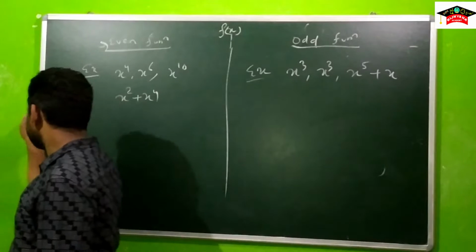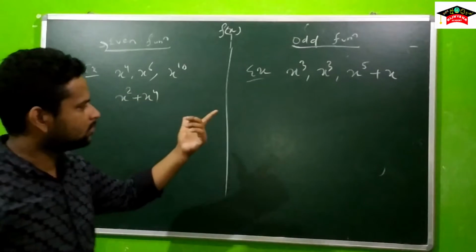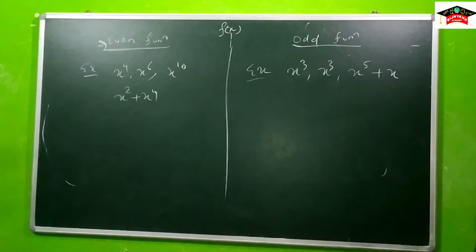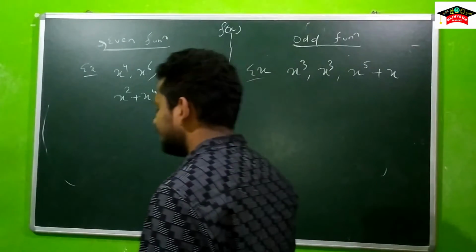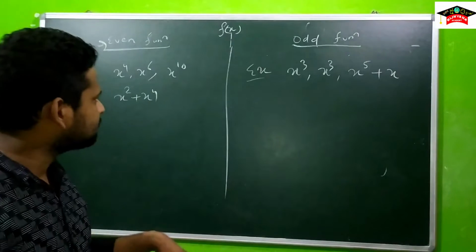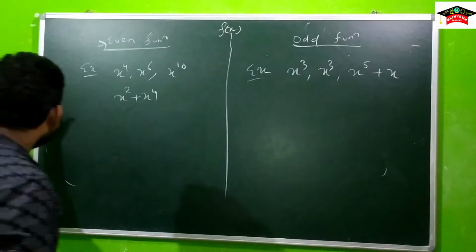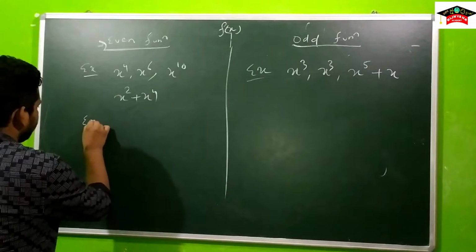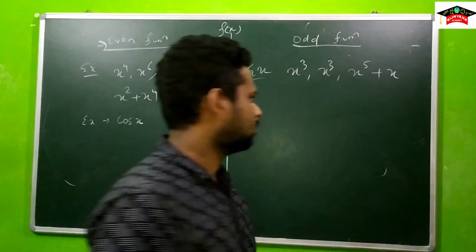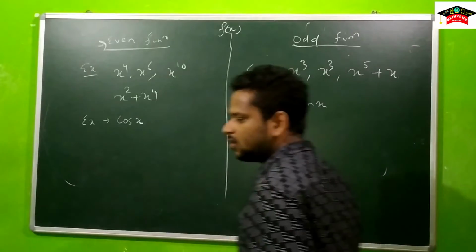So these algebraic functions which do not change the sign are called even functions, and the algebraic functions which change their sign are called odd functions. This is the basic idea of even function and odd function. Except these functions, we also have some trigonometric functions which can also be expressed in terms of even function or odd function. Let us say, an even function example, cos x. So cos x is an even function, and for odd function, sin x. Sin x is an odd function.